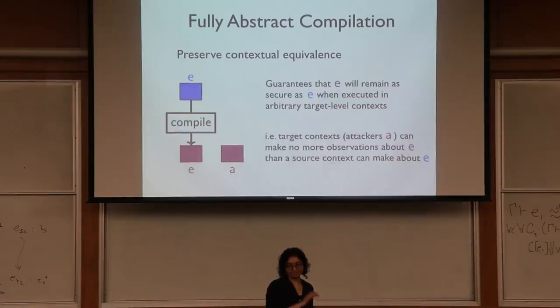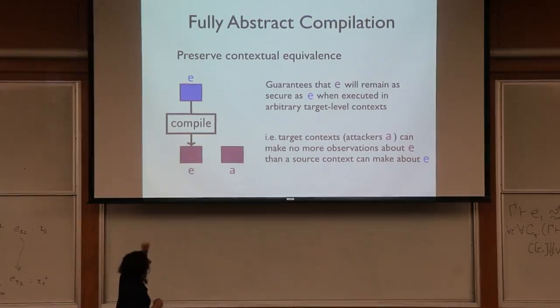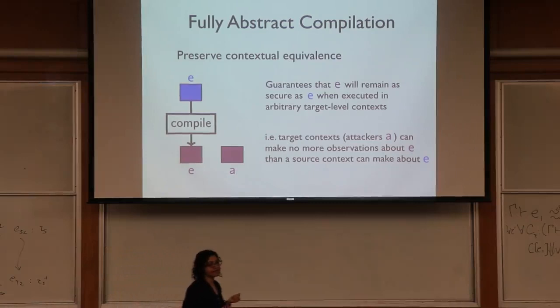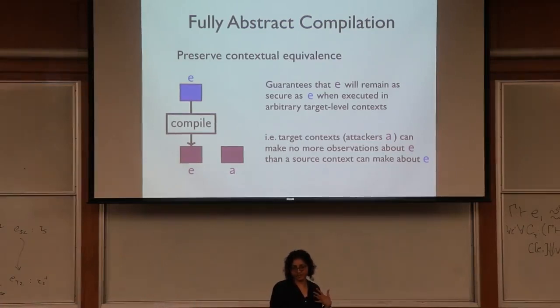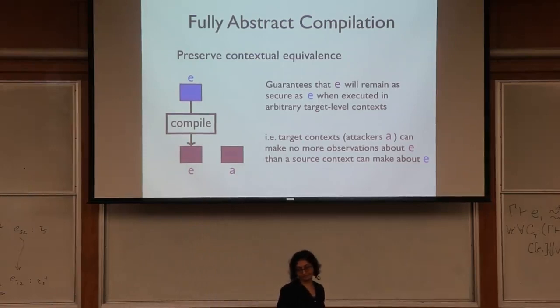Okay. All right. So, fully abstract compilation. Yeah, so I think I've said some of this already. What we want is to compile the blue E into this purple target E. And we want to make sure that E will remain as secure as the source blue E when executed in arbitrary target level contexts. And I've already been calling them attackers. And so we need to make sure that my attacker A here can make no more observations about the target E than any source context could about the source E.